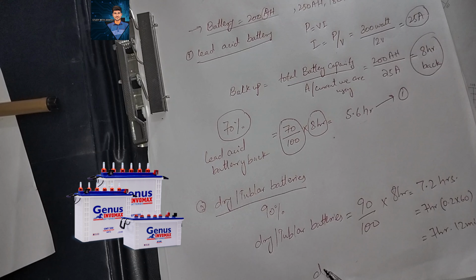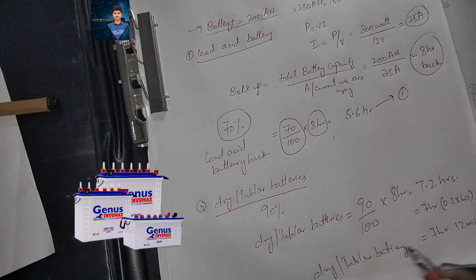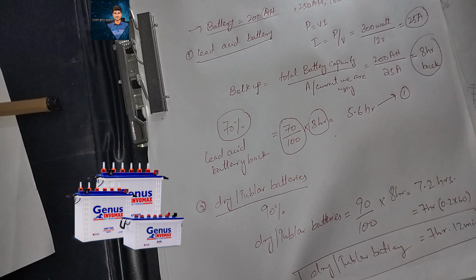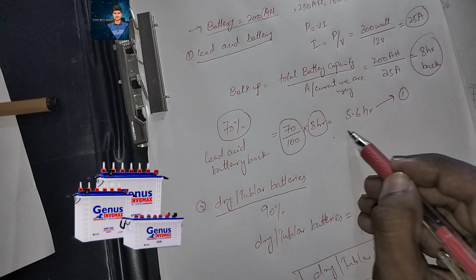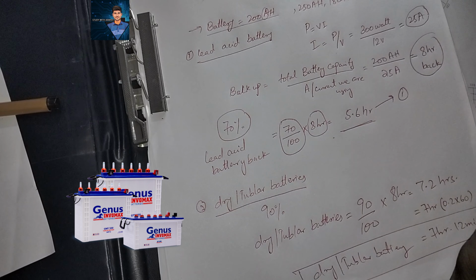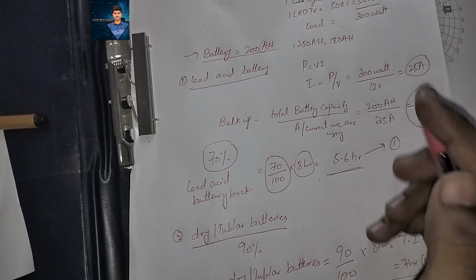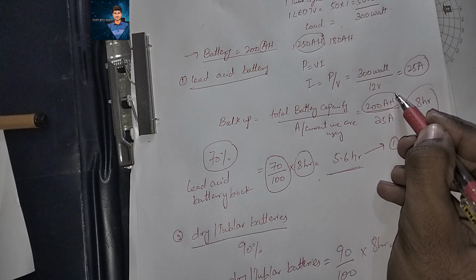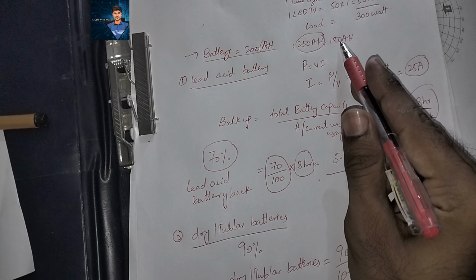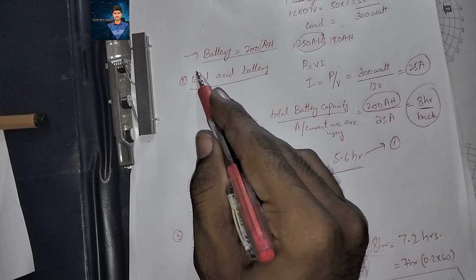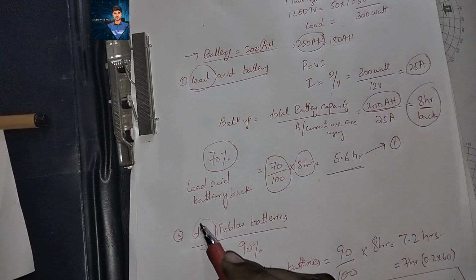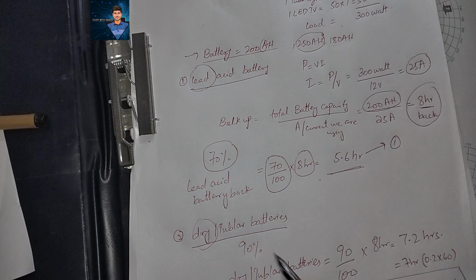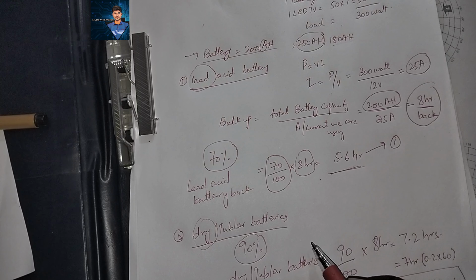So in case of dry or tubular batteries, you will get 7 hours 12 minutes of backup, but in case of lead acid battery you will get 5.6 hours of battery backup. For other battery capacities you can calculate it. For 250 ampere hour, you just put 250 ampere hours here and you will get the battery backup of that battery, and for 180 as well. And for any type of battery, whether dry tubular battery or lead acid battery, you multiply its efficiency with the hours, so you will get the answer.